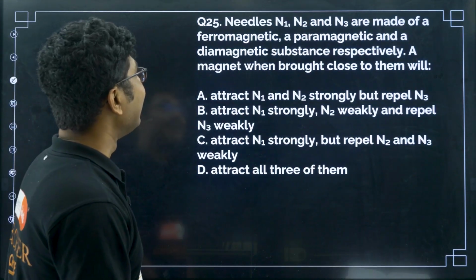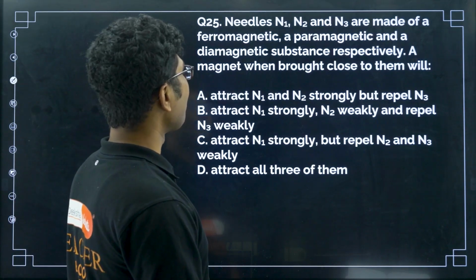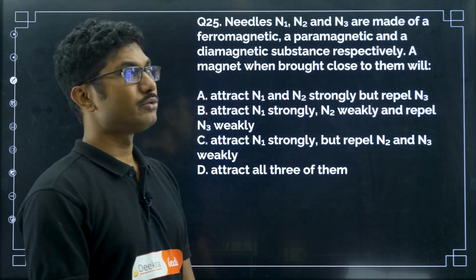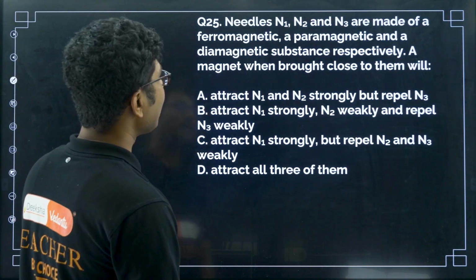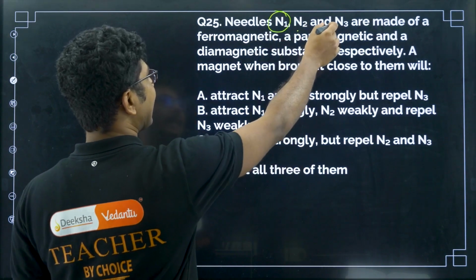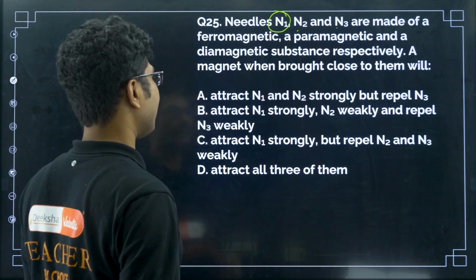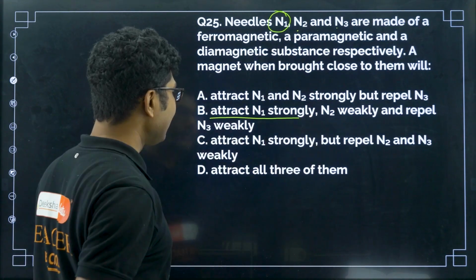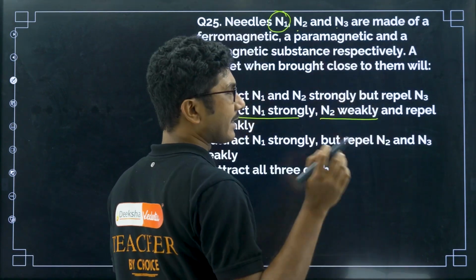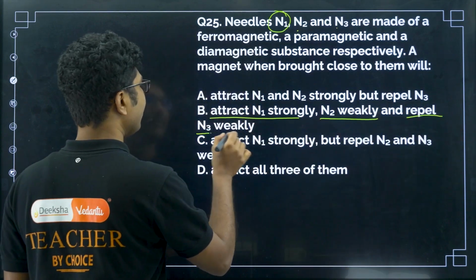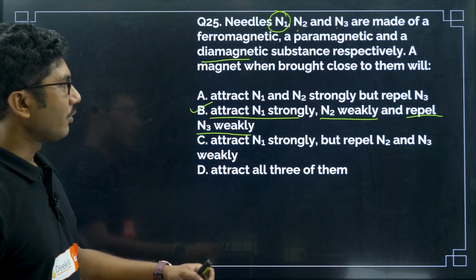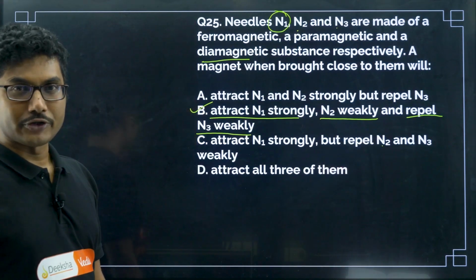Now, needles N1, N2 and N3 are made of a ferromagnetic, a paramagnetic and a diamagnetic substance respectively. A magnet is brought close to them. Which one is ferromagnetic? That is important. N1 is ferromagnetic, N2 is para and N3 is dia. So N1 will be strongly attracted, N2 weakly attracted because it is paramagnetic, and N3 will be repelled weakly because it is a diamagnet. So the correct answer is option B. N2 will not be repelled, it is a paramagnet, so it will be attracted weakly.